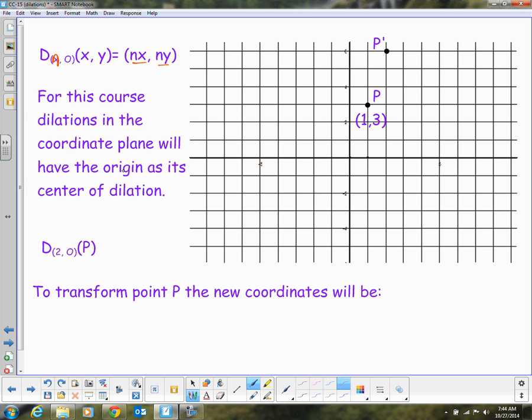It says for this course, dilations in the coordinate plane will have the origin as its center of dilation. So if I want to do dilation of scale factor 2 about O, the origin, of point P, here's my point P. It's 1, 3, correct? So that's going to be 1 times the scale factor, comma, and then y times the scale factor, which gives me a P prime of 2, 6. So I went over 2 units, 1, 2, 3, 4, 5, 6. 2, 6. So to transform point P, the new coordinates will be 2, 6. Was that hard?